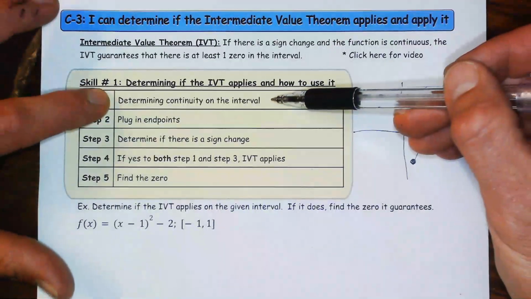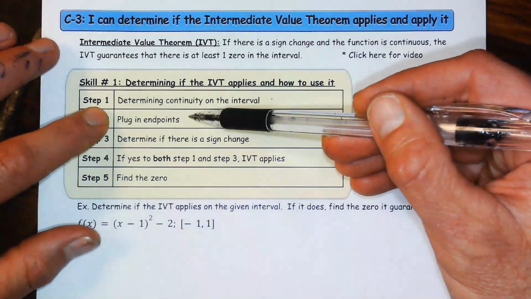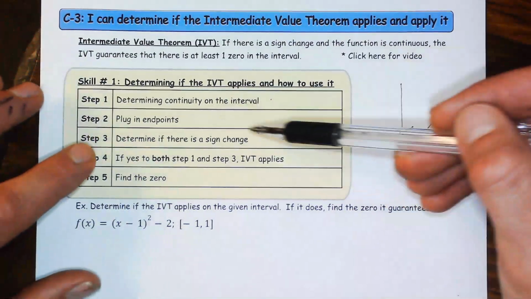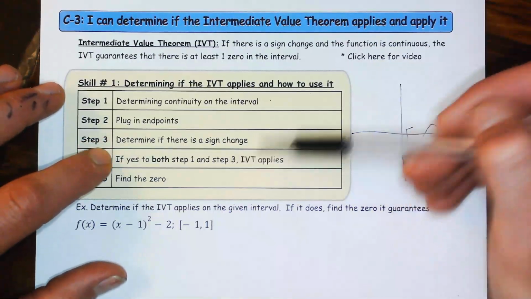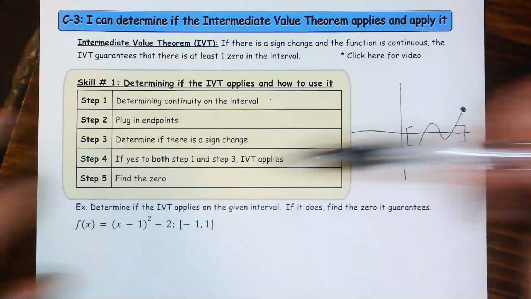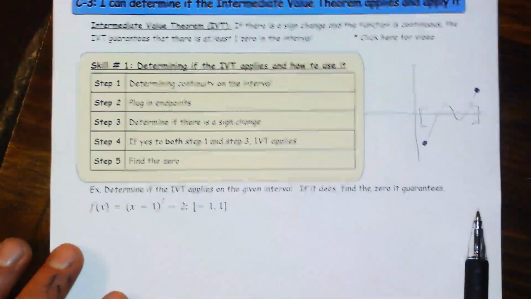First thing we're going to do is determine the continuity on an interval. That's really important. We're going to plug the endpoints in, determine if there's a sign change, and if yes to both steps 1 and 3, the intermediate value theorem applies and guarantees there's a 0, so we will find that 0. So what does that look like in practice?